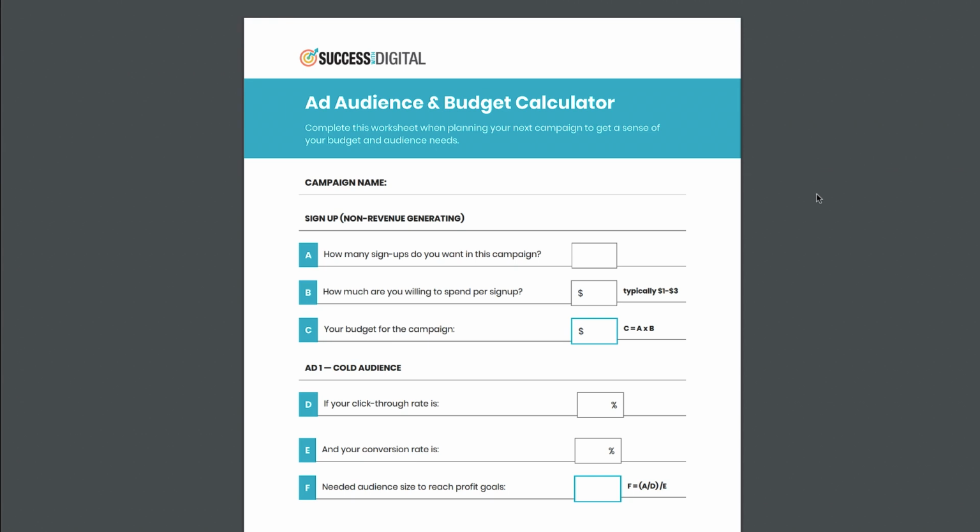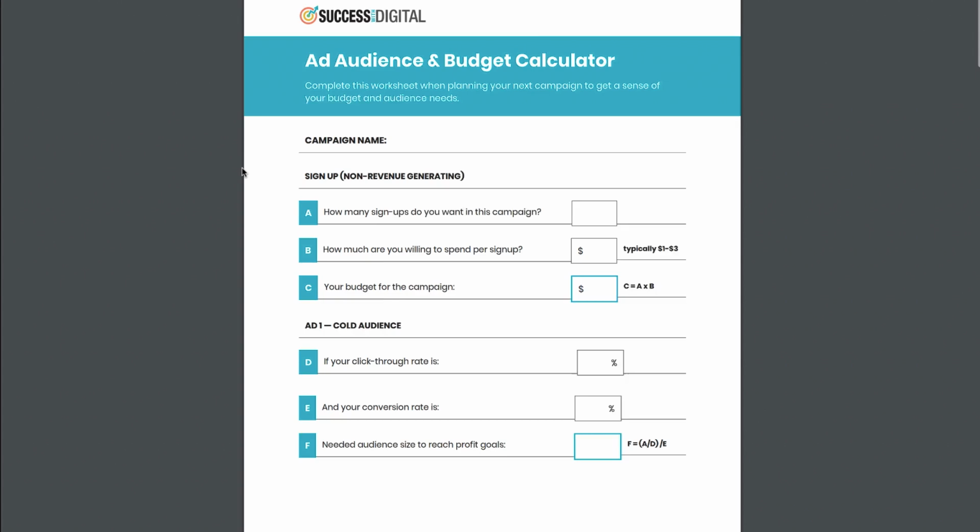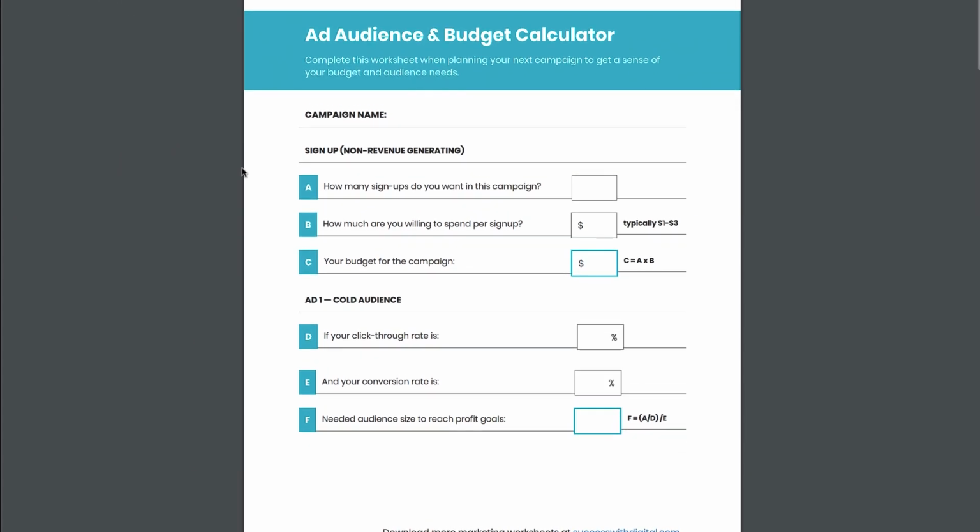So completing this worksheet, you'll want to do this when you're planning your next campaign to get a sense of your budget and audience needs. It's really important to have that mapped out before you start a campaign so you understand the profitability of your campaigns. All right, so first things first is we name our ad campaign, and what we do is we write down the name that it's going to be called when we put it into Facebook or Google or wherever else we're setting up this campaign.